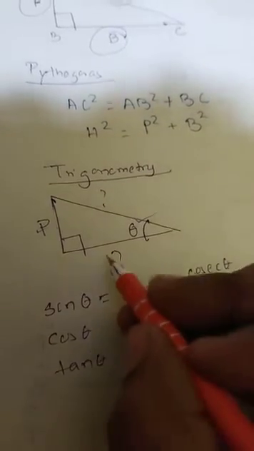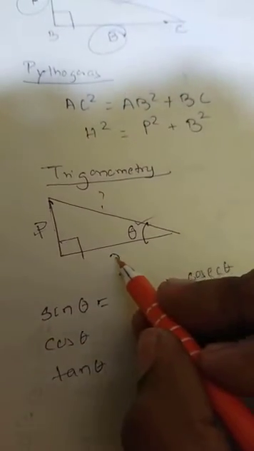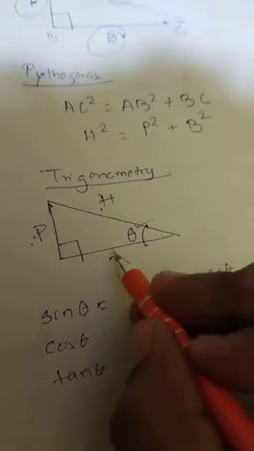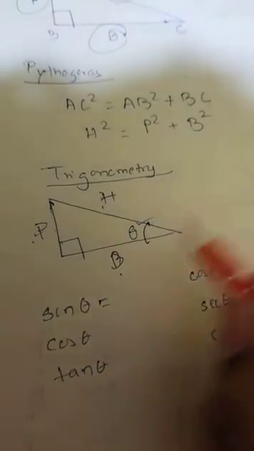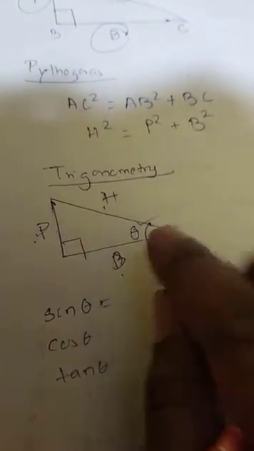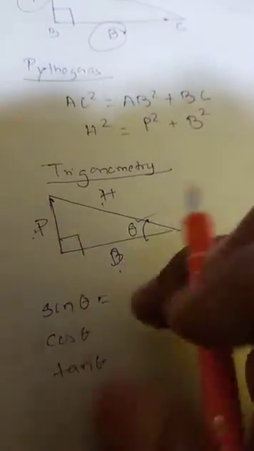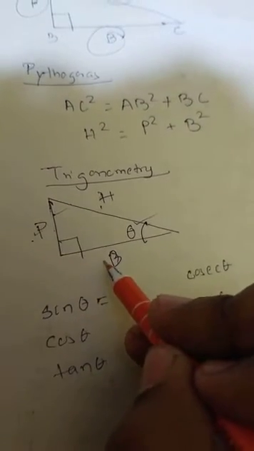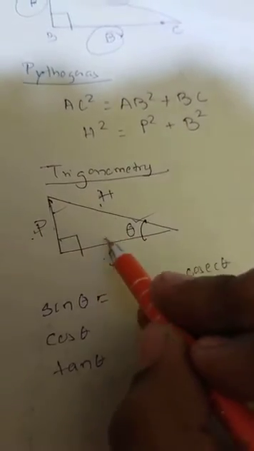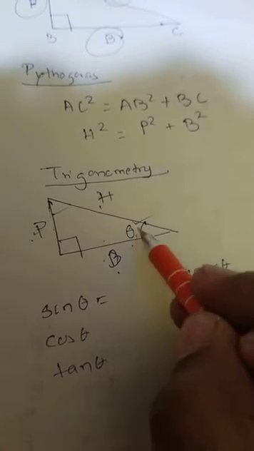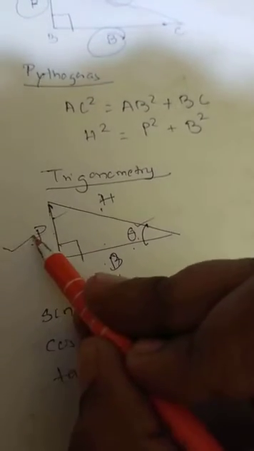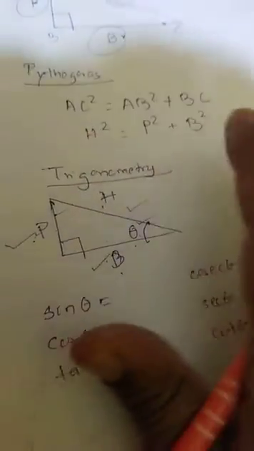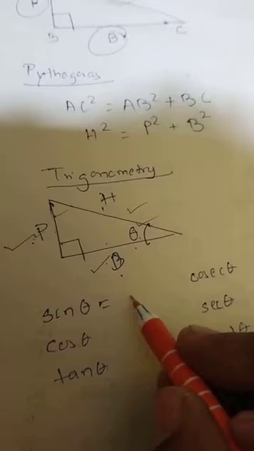Actually, sine theta is simple. Suppose this is the perpendicular side, this is the hypotenuse, and this is the base. Now the question arises, how am I taking this? If the angle were given on the other side, this would have been the base and that the perpendicular side. But since the angle is given on this side, I take this one as my perpendicular side and this one as my base, and the hypotenuse will never change.